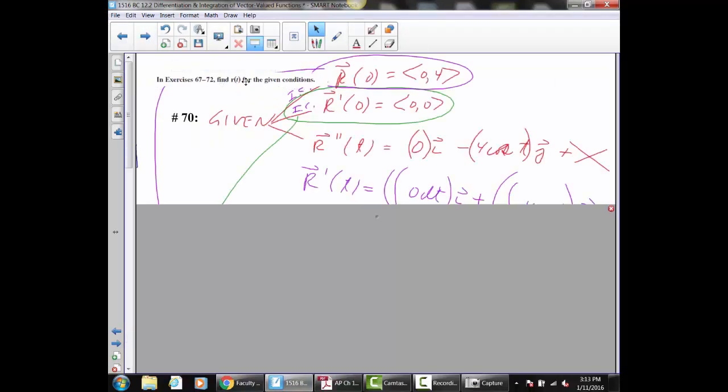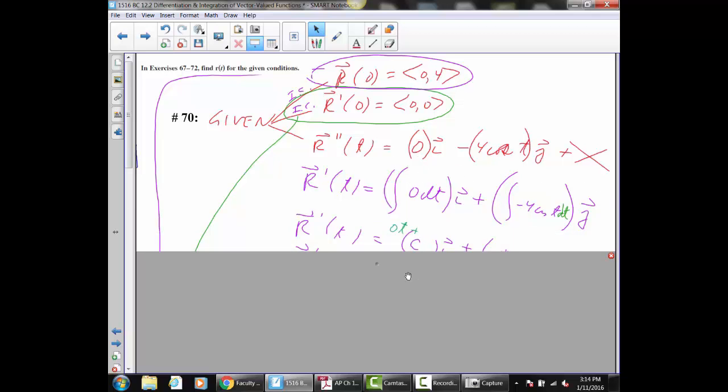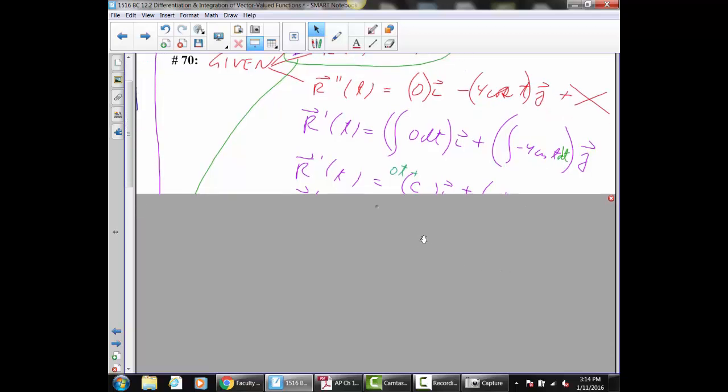All right, so what we're doing here is finding r of t, and they're giving you these three pieces of information. To get to r of t, we're going to have to integrate r double prime of t to get r prime of t, and then integrate r prime of t to get r of t. So we integrate r double prime of t, which we're given. That becomes the integral of 0 dt i plus, I left the negative over here, the integral of negative 4 cosine t dt j.